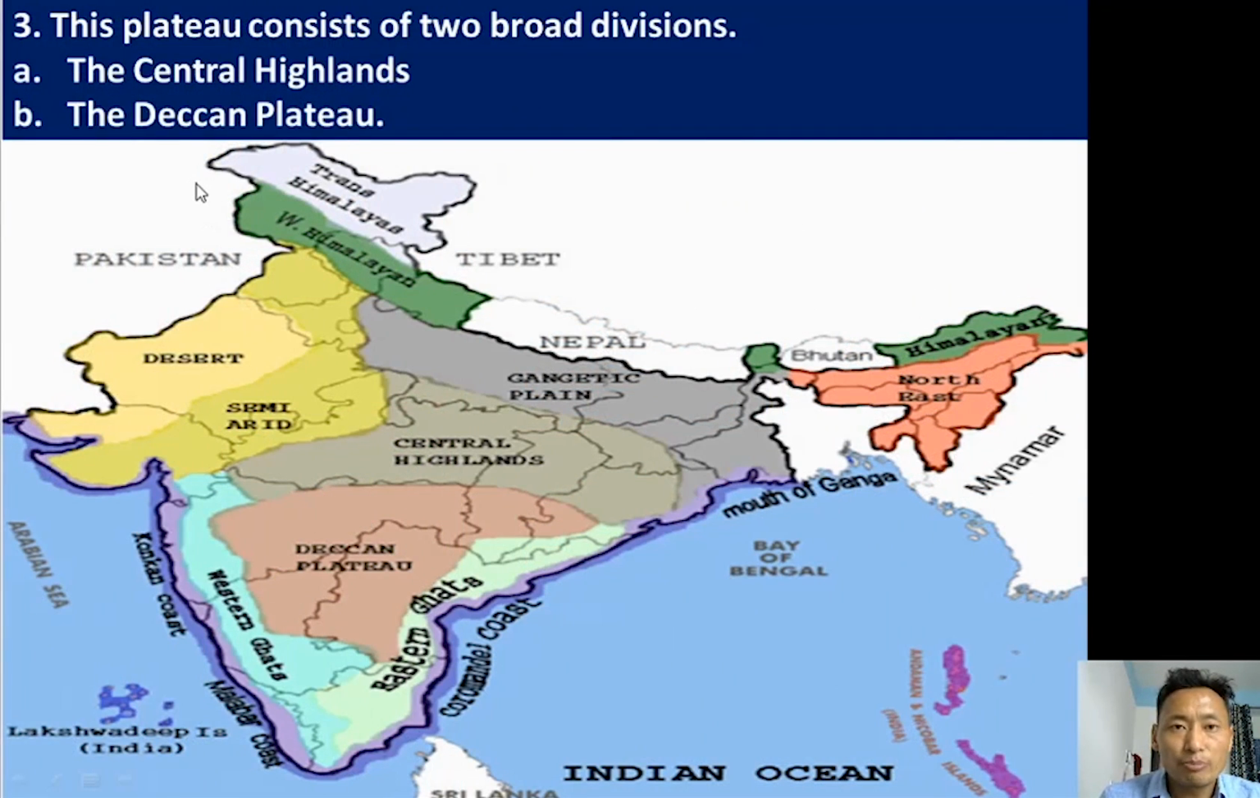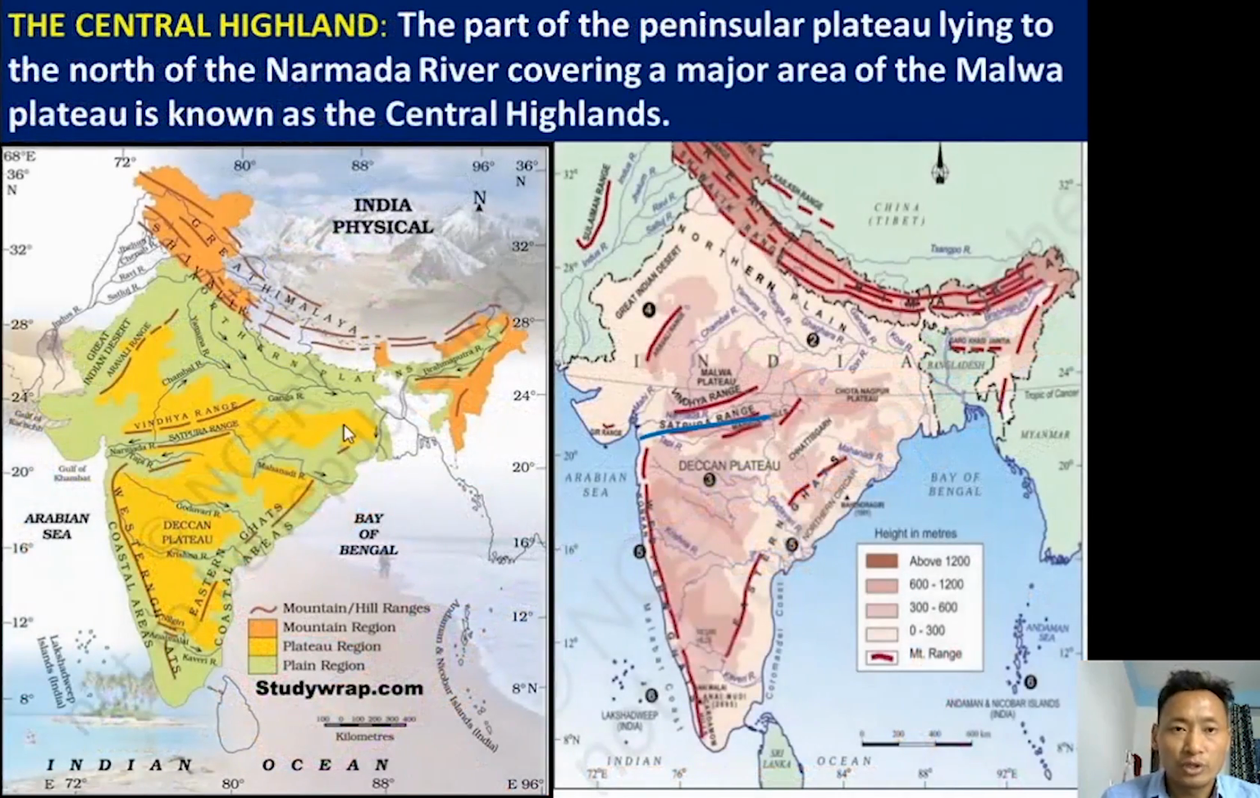The peninsular plateau is further divided into two broad divisions. They are called the Central Highland and the Deccan Plateau. Here we are going to learn first about the Central Highland, and next about the characteristics or features of the Deccan Plateau.